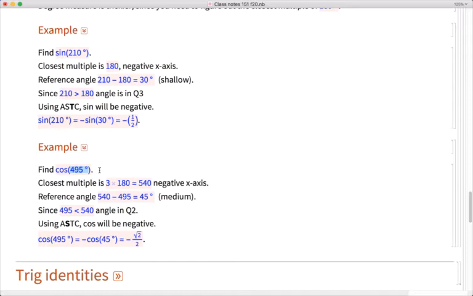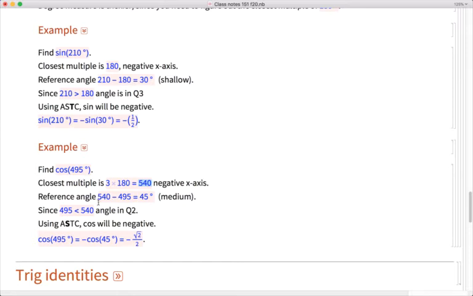Okay, so here's, like I said, where the degrees get a little tricky. 495. It might take you some arithmetic to try to decide that, in fact, 3 times 180 is as close to 495 as you can get as a multiple of 180.